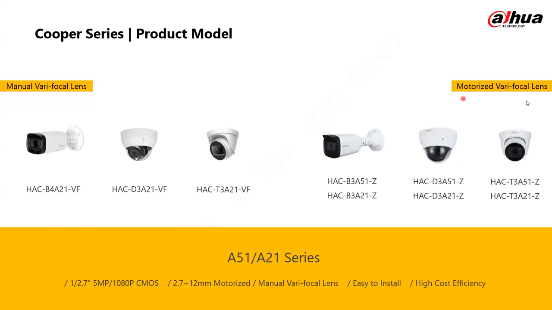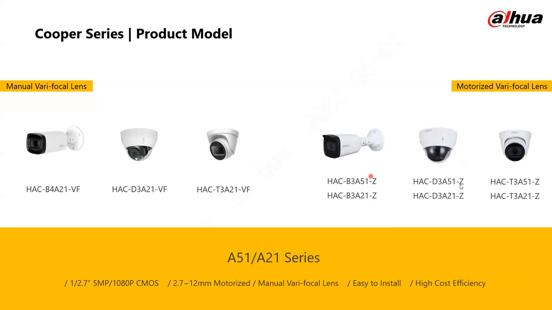When we come to the motorized lenses, again we have a bullet that has a plastic varifocal lens, a dome that has a plastic varifocal lens, and a turret that has a plastic varifocal lens. All these are basically first generation. Then we have 5 megapixels and 2 megapixels, and the sensor size is similar, a 1/3 inch sensor.